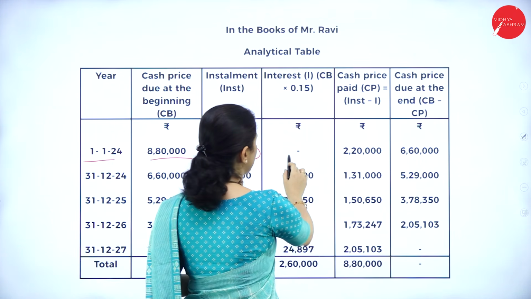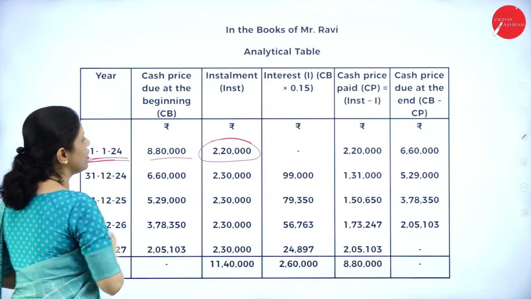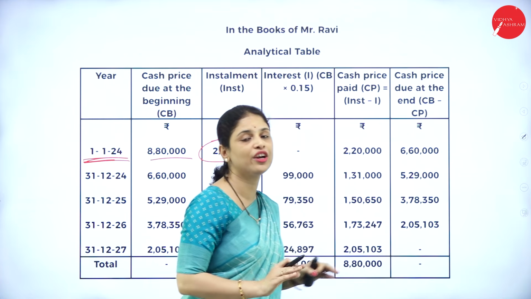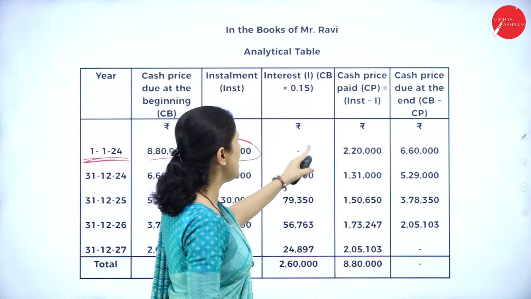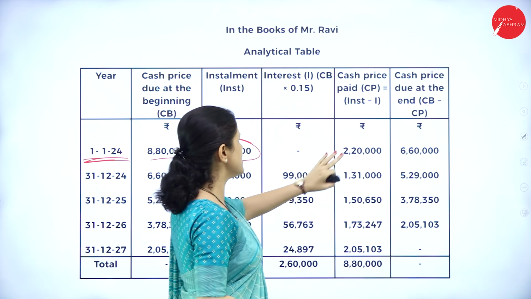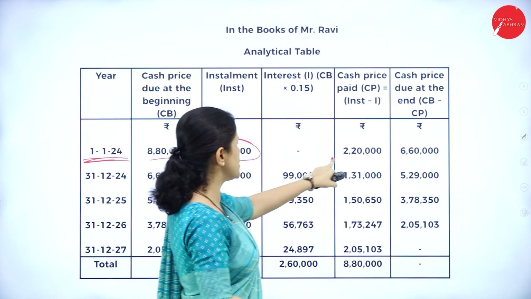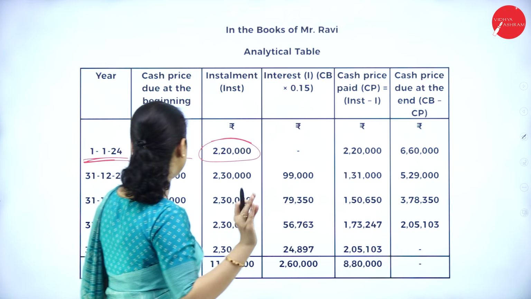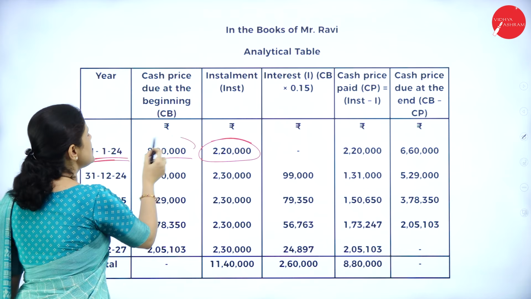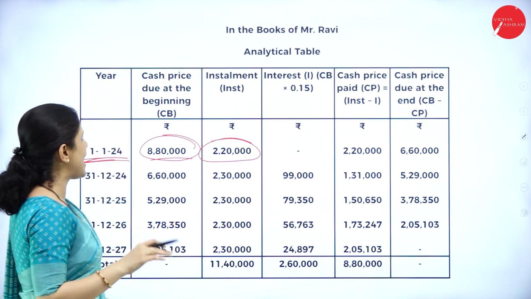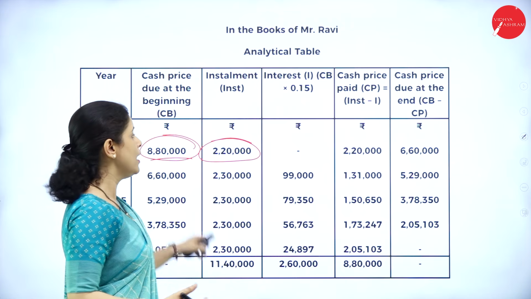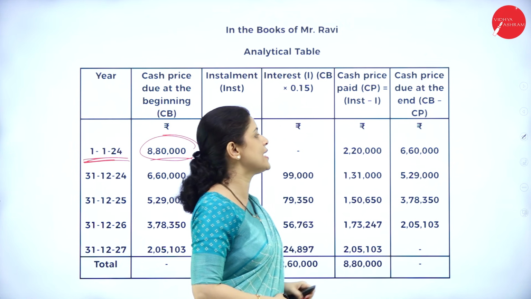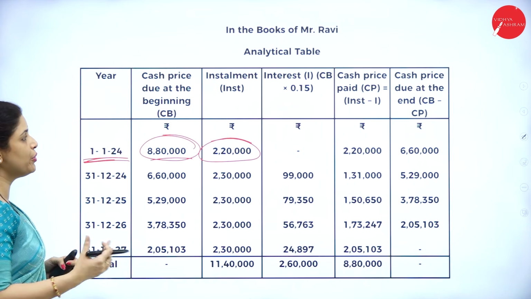Next, interest at the beginning of the year. This is the information of the beginning of the year. We should not write interest, because at the beginning of the year we are not going to pay the interest. Next, cash price paid. That is installment minus interest, that is 2,20,000. Next, cash due at the end of the year is 6,60,000. How did we get that 6,60,000? That is 8,80,000, the cash price at the beginning of the year, minus the down payment we made, 2,20,000, and this 6,60,000 is the amount due at the end.